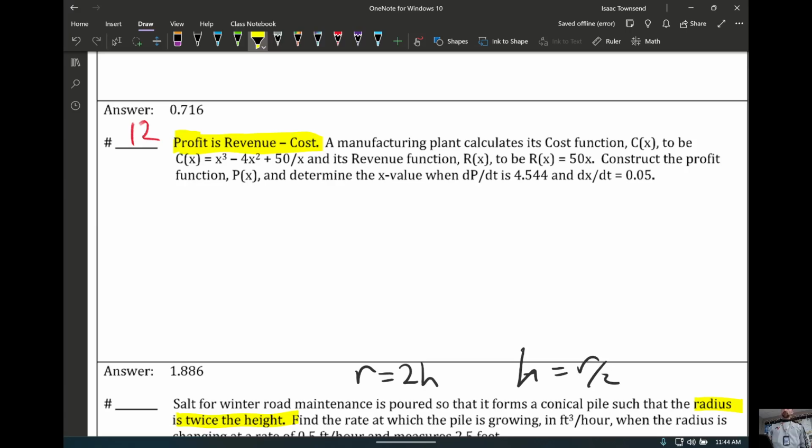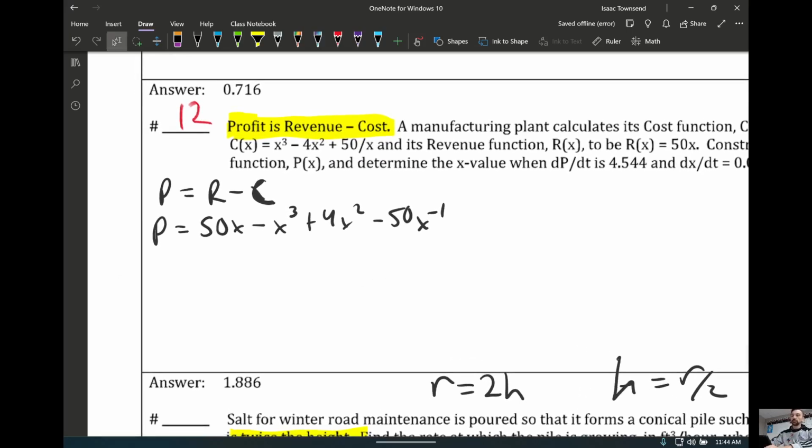So, but this one just straight up says profit is revenue minus cost, and revenue is 50x minus cost. Right, like this. Make sure when you subtract costs, you distribute that negative to all 3 terms. Okay, and then so there's no secret to what our geometry formula is. I guess this one's not really a geometry formula, even though most of them are.